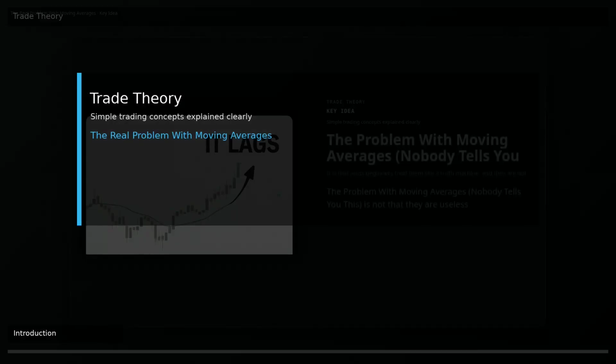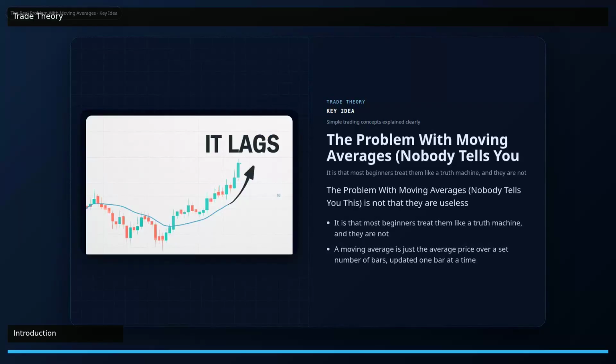The problem with moving averages, nobody tells you this, is not that they are useless. It is that most beginners treat them like a truth machine, and they are not. A moving average is just the average price over a set number of bars, updated one bar at a time. That simple idea is useful, but the hidden cost is delay.